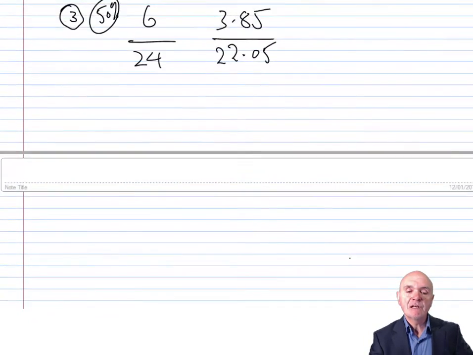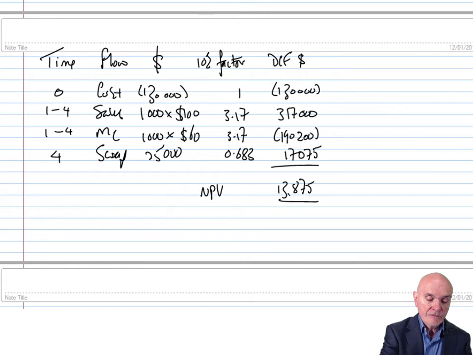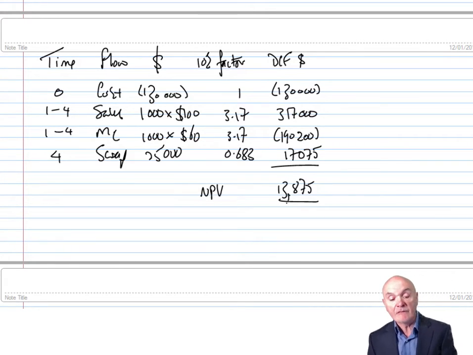Second, let's look at sensitivity analysis. So here we have a project which has been set out. Time naught has got a cost of 130,000, DCF 130,000. It's got sales at times 1 to 4, 1,000 units at 100 each, and the cumulative discount factor 3.17. It's got marginal costs again at times 1 to 4, this time it's 60. And then at time 4 we hit a scrap of 25,000. And you see we come out with a positive net present value there, 13,875.